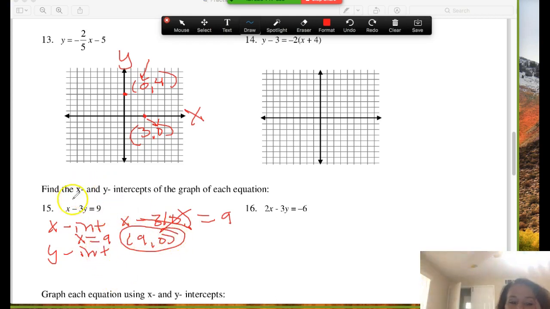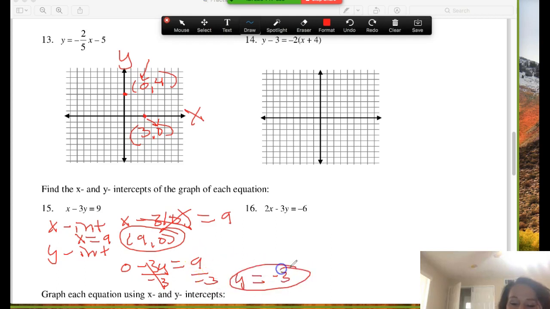Okay, for the y-intercept, I plug in 0 for x, so this would look like this: 0 minus 3y equals 9. So I plugged in 0 for x. Now I've got to solve for y. Divide both sides by -3. Y equals 9 divided by -3, which is -3.